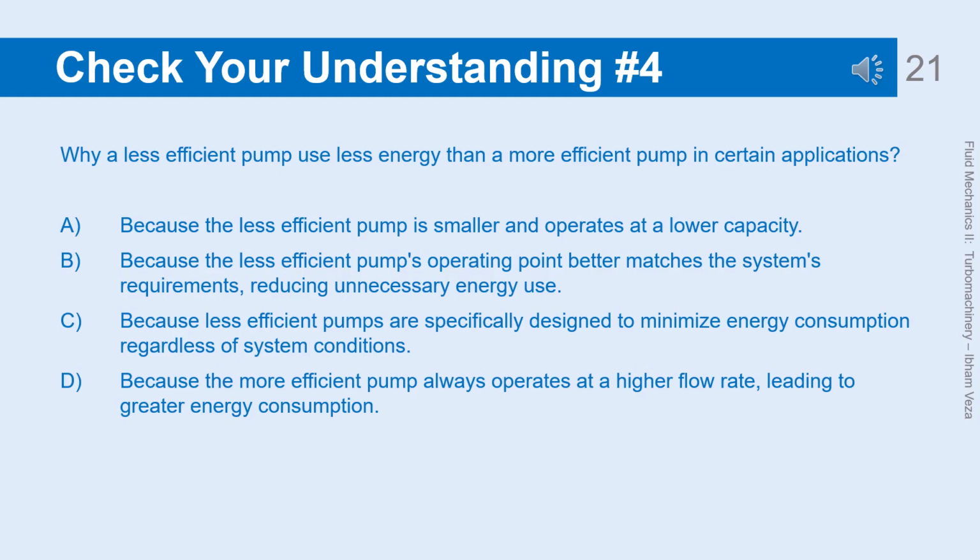Correct answer: B. Because the less efficient pump's operating point better matches the system's requirements, reducing unnecessary energy use. Explanation of incorrect options. Option A. The size or capacity of the pump does not inherently determine energy usage. It depends on how well the pump matches the system's operating conditions. Option C. Less efficient pumps are not designed to minimize energy use. Their reduced energy consumption in this scenario comes from better alignment with system demands.